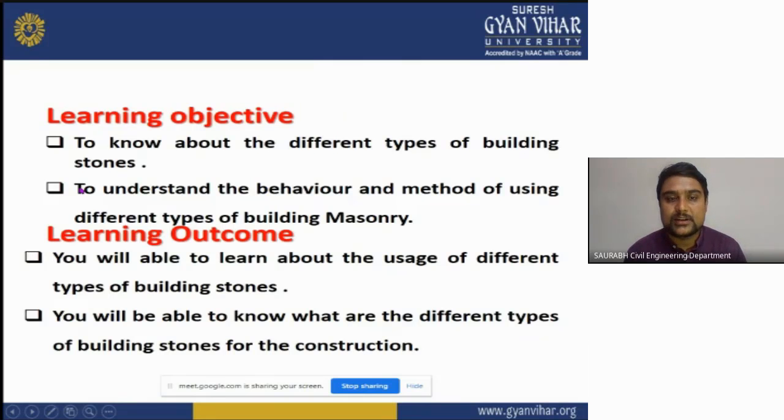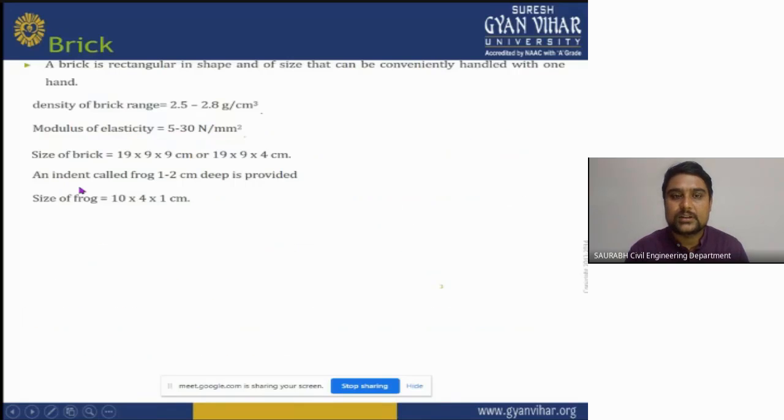Now come to the learning objective and learning outcome. By this lecture, you will learn about bricks and you will also learn about masonry, what kind of building masonry we use in this work. This is going to be very important, and you will also learn how to use a brick and what the properties of a brick are. So let's start our lecture.